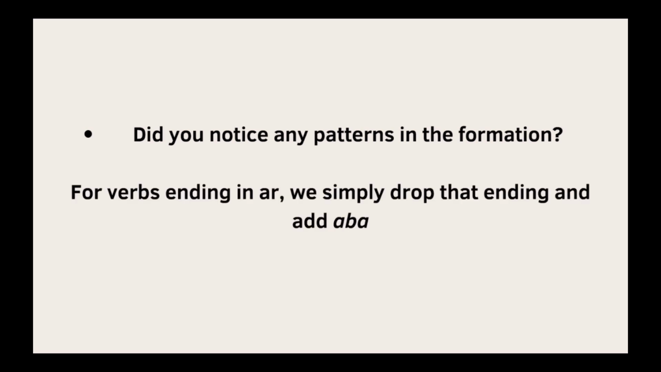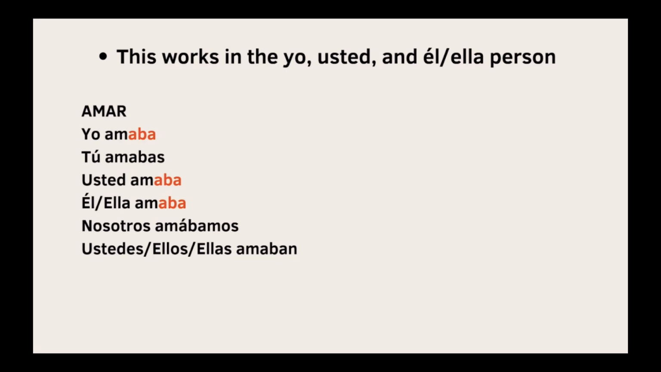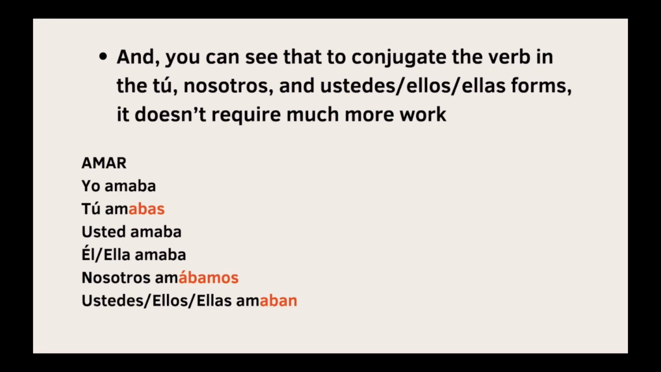Yes, I'm sure that you saw that for verbs ending in AR, we simply drop that ending and add aba. And again, this works for yo, usted, él, ella. When we change the person to tú, nosotros, ustedes, ellos, or ellas, it will change a little bit, but we still have the aba. You can see the aba is still there. But once again, we need to add an S in the tú form. Tú amabas. Nosotros will add a few more letters. Amábamos. Notice that accent mark on the A, okay?